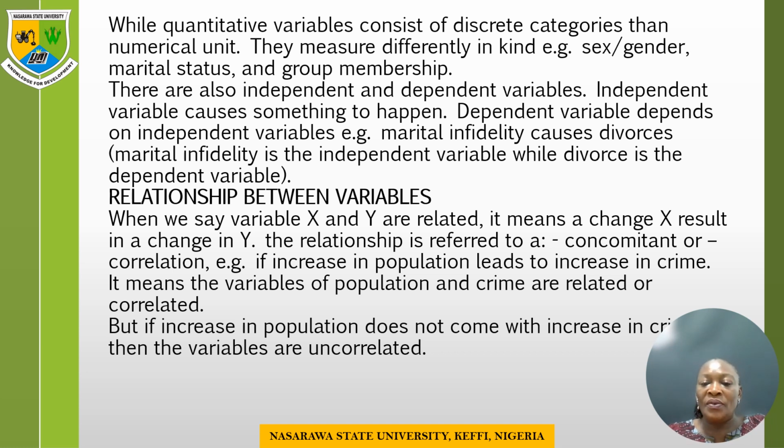The relationship is referred to as correlated or correlation, in the sense that if a change in x brings about a change in y, it is now called a correlation. For example, an increase in population leads to an increase in crime. It means the variables of population and crime are related or correlated. But if an increase in population does not come with an increase in crime, then the variables are uncorrelated.